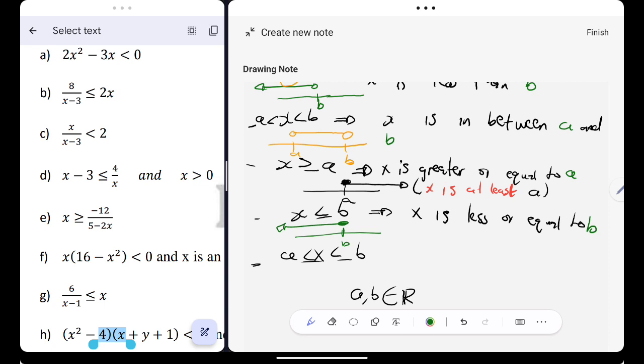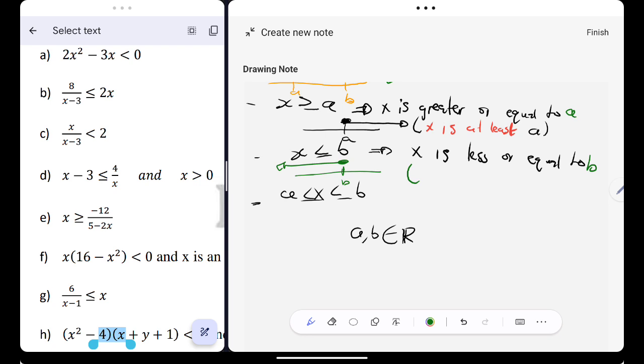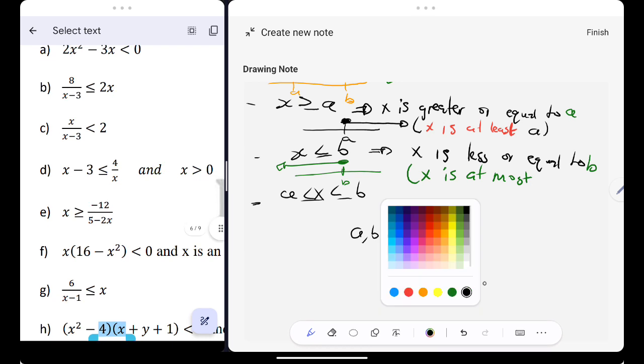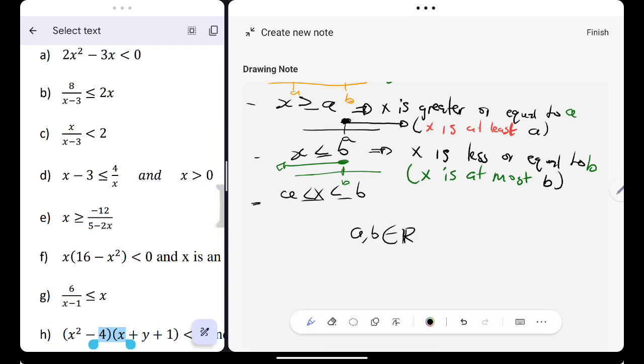And how do you know that there's an equal sign? This line here below the less than or greater than represents the equal sign. And how else can you read the statement that x is less or equal to B? You can just say x is at most B.